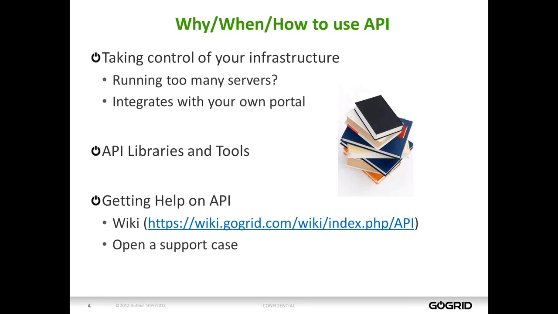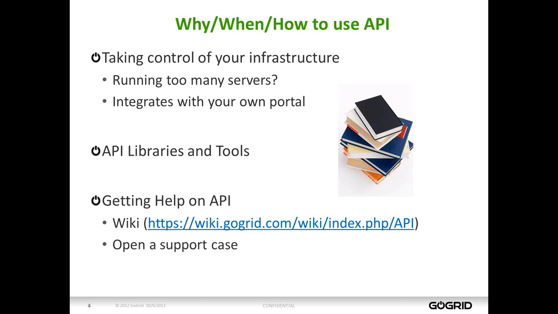Stephanie, would you like to cover these points for us? Yes. They're pretty self-explanatory. Taking control of your infrastructure, running too many servers. For example, if you have a huge set of servers and you want to control them, it's very hard to control them from within our GoGrid portal. The API gives you the control to pretty much either restart, launch new servers, or delete old servers as and when you need it. You can integrate it to your own portal, set your own security setup, and that secures your infrastructure setup.